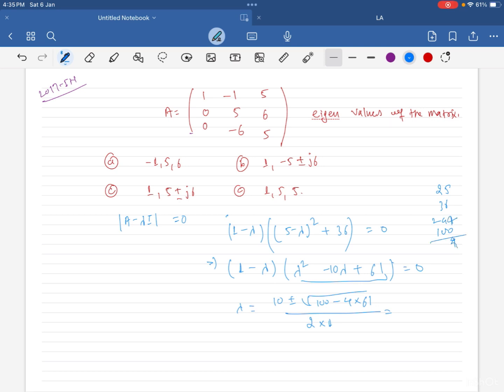Here we will have minus 144, and the square root of 144 would be 12. So 10 plus minus 12j divided by 2, and here we will have 5 plus minus 6j, right? So one eigenvalue is 1, lambda 1 equals 1, that is real, and the other two are complex, that is 5 plus minus 6j. So the correct answer is C.